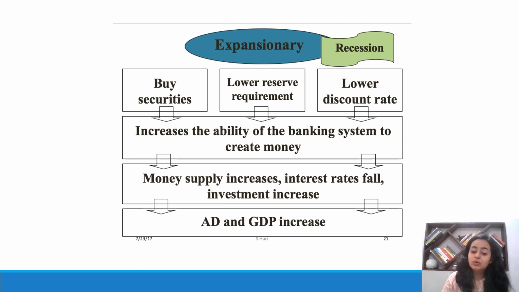Now we know that AD, which is the aggregate demand, is made up of C plus I plus G, which is consumption, investment, and government expenditure. So when the investment part of the aggregate demand increases, the total aggregate demand shifts upwards or increases. When the aggregate demand increases in the economy, subsequently the GDP also increases.